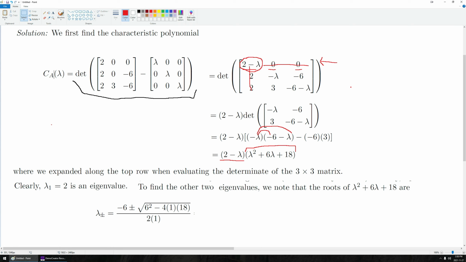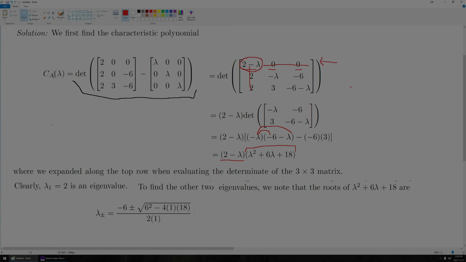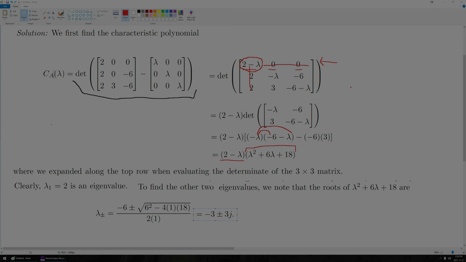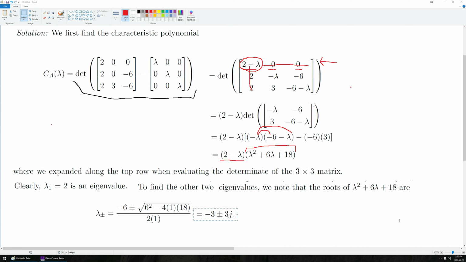I labeled these lambda plus and lambda minus just for convenience, to differentiate via this plus and minus here. If you do some classic stuff that you've done multiple times before, you can find these roots and you'll simply get that lambda plus is negative 3 plus 3j and lambda minus is negative 3 minus 3j. To be explicit, you can say, thus the other 2 eigenvalues are these here.